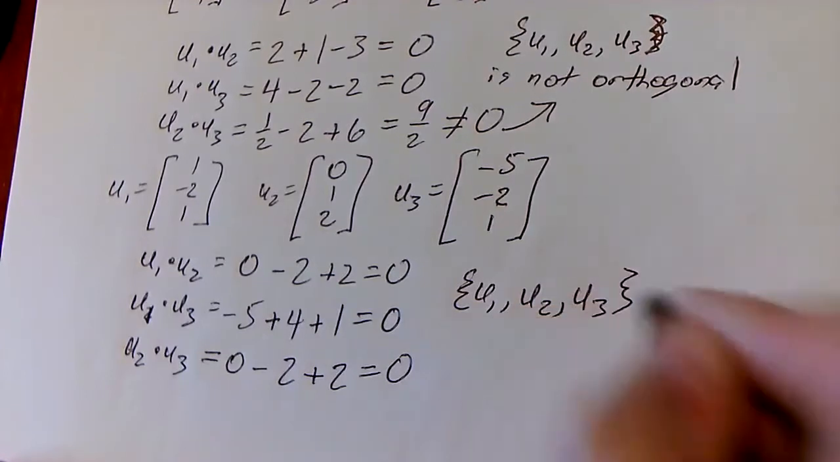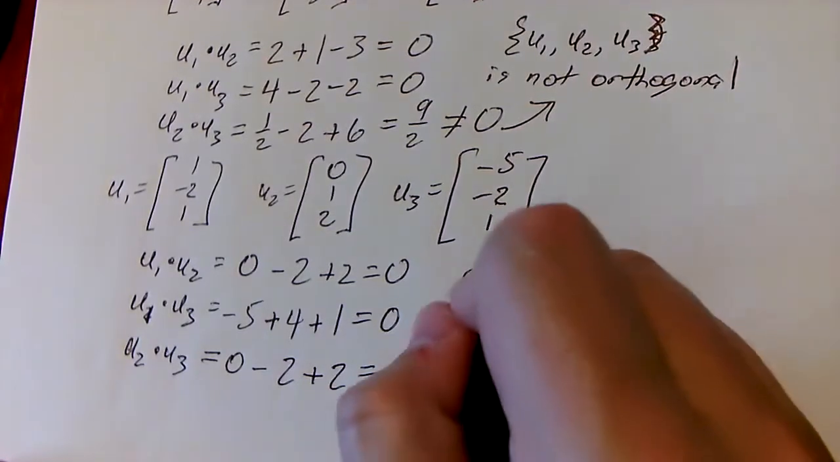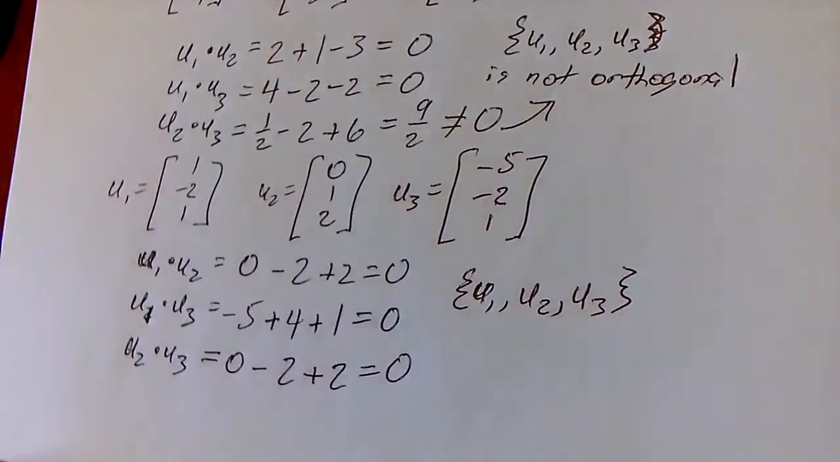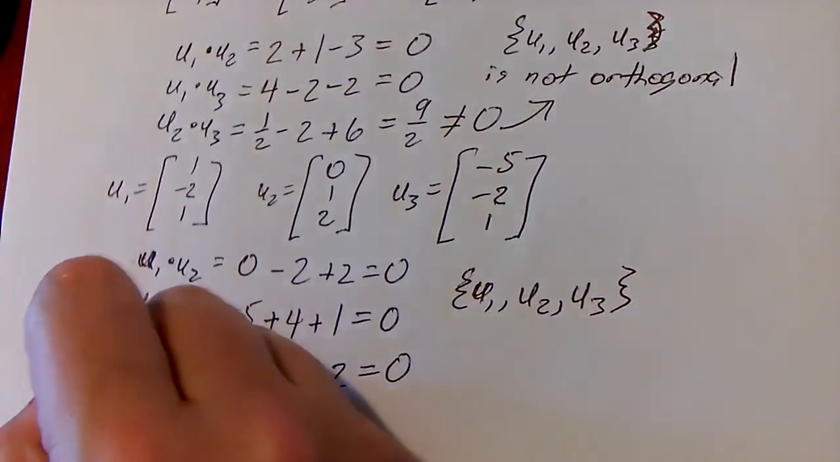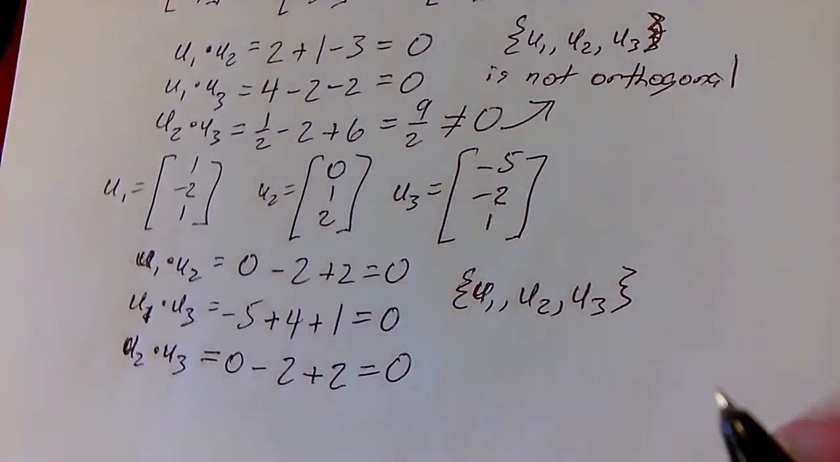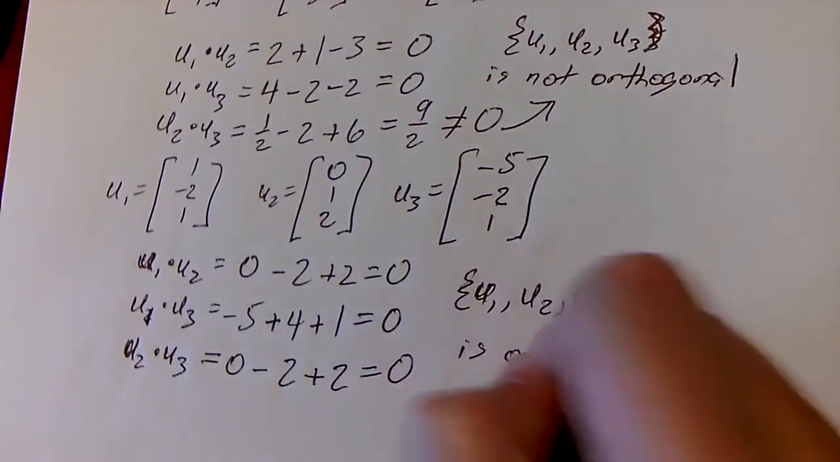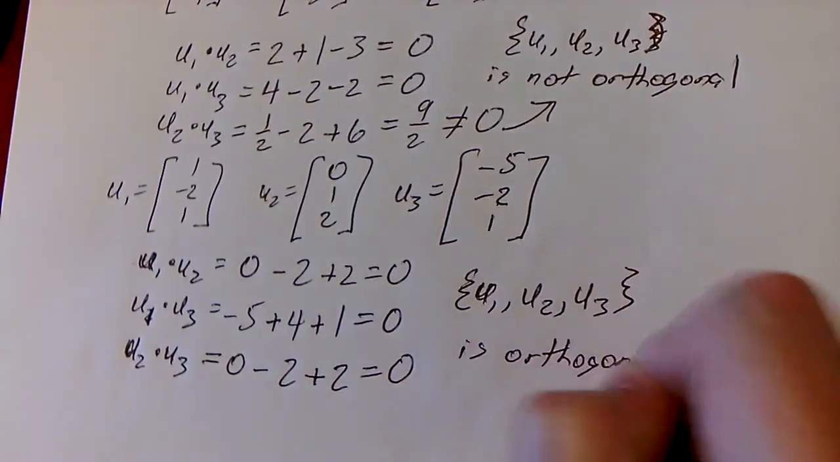So {U1, U2, U3}, notice it's in braces, so this is the set of vectors. These are all vectors. There's not a good way to bold them in handwriting, but you can always tell the difference in text. This is a set of vectors, and this set of vectors is orthogonal.